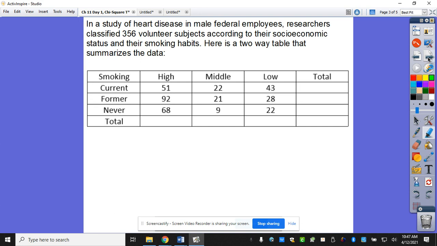So it's going to give you the first chart. In this one, we have two different categories. In the study of heart disease in male federal employees, researchers classified 356 volunteer subjects according to their socioeconomic status and their smoking habits. Here's a two-way table that summarizes that data. So what is that variable called? Like, what is the generic term that they gave? High, middle, and low, or what?